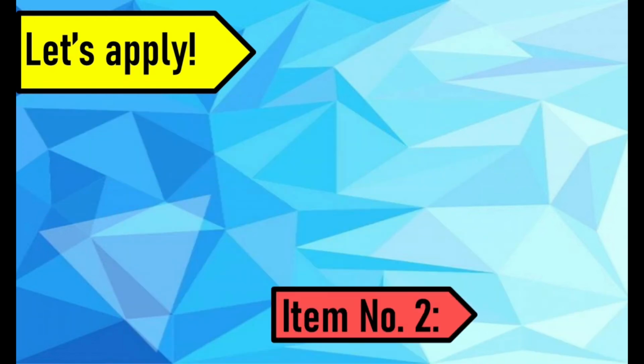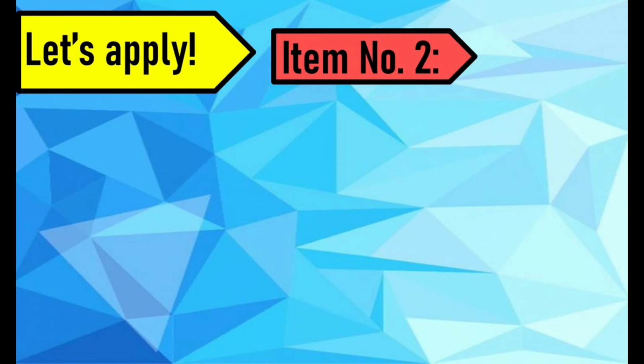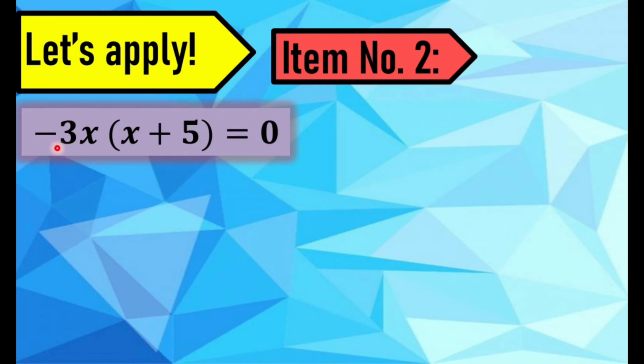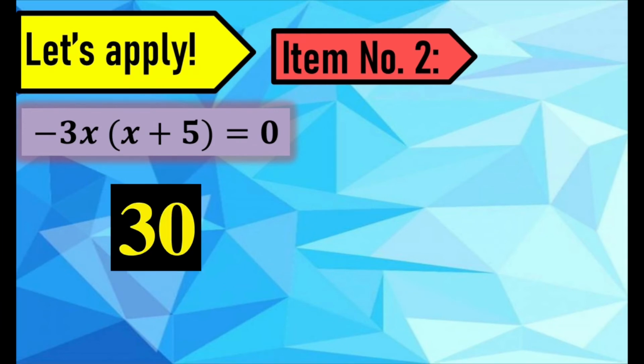Moving on to item number 2. We have our given: negative 3x times the quantity of x plus 5 is equal to 0. Your timer starts now.